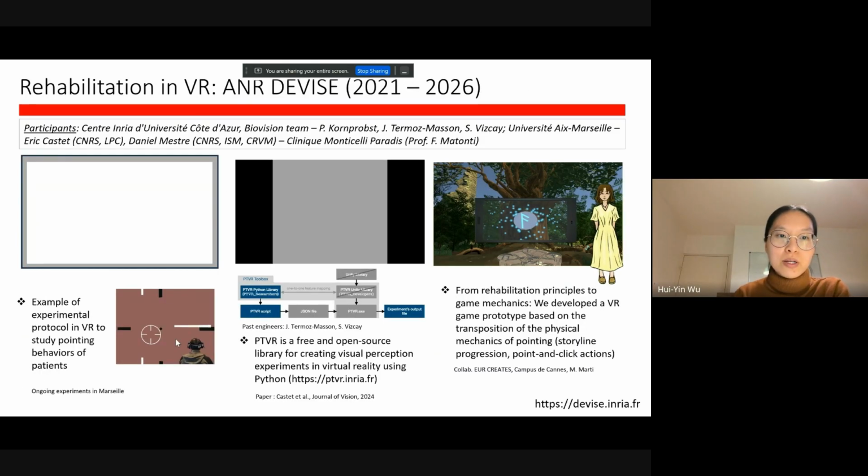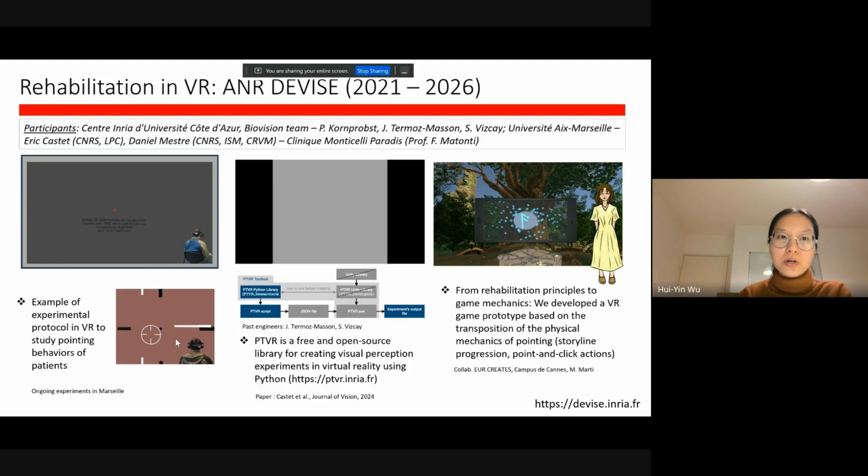And so here there are many examples, for example, of protocols in virtual reality that allow the use of head pointing in order to target objects in a certain area, as you can see in this video. There is also a lot of work that has been invested into this project to develop a software called PTVR, which is free and open source, that allows the creation of visual perception experiments using a Python interface.